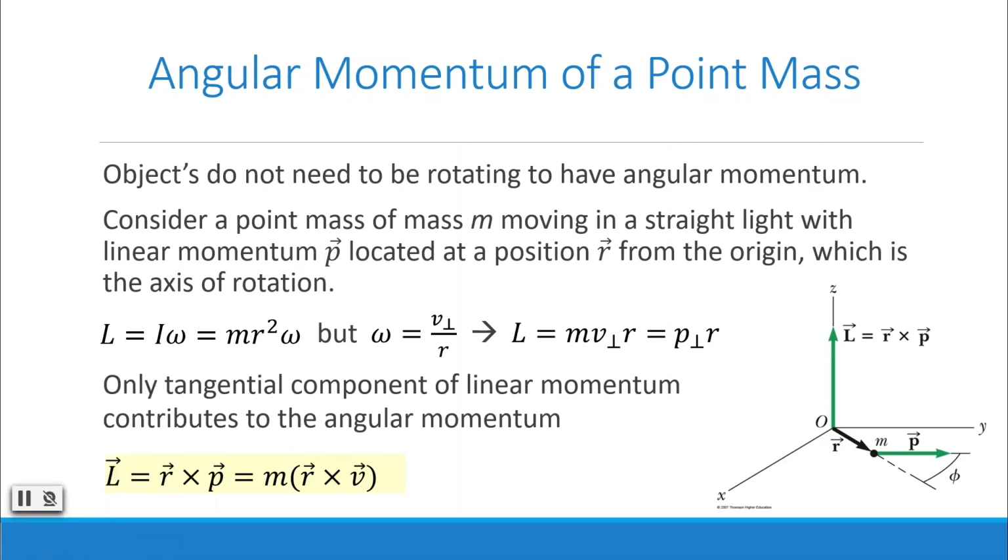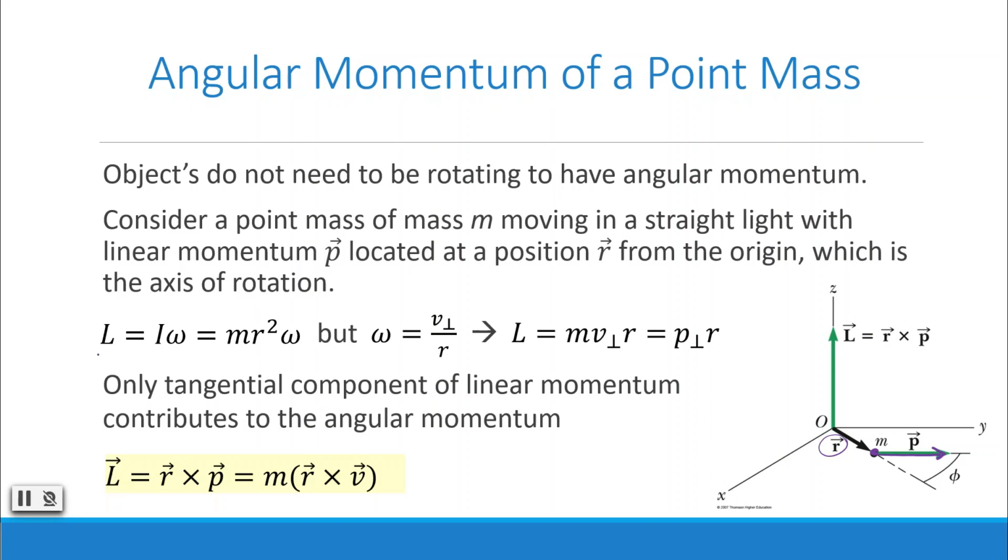So picture here that you have a point mass that is some position r from the axis of rotation that is moving in a straight line in that direction with momentum p. Okay, and there is some angle phi between the position vector and the momentum vector.